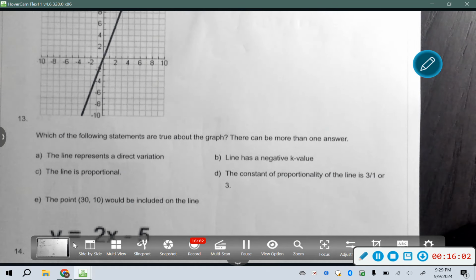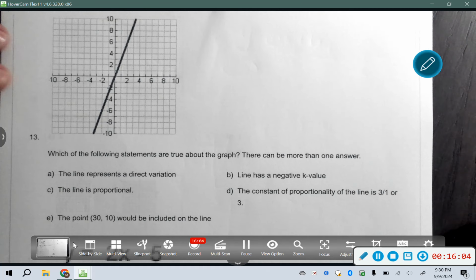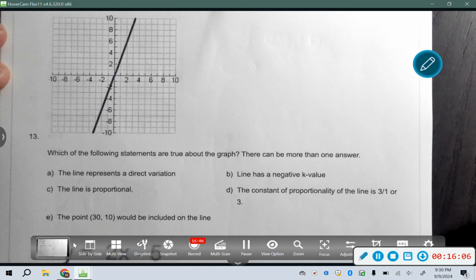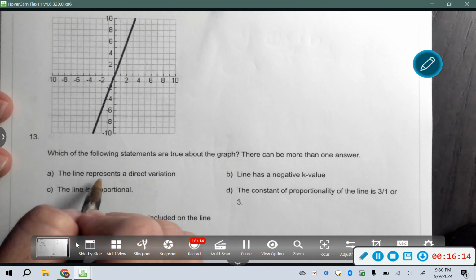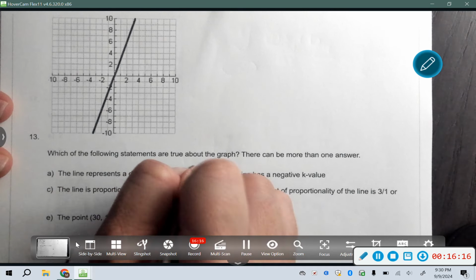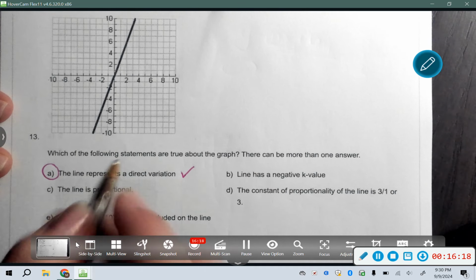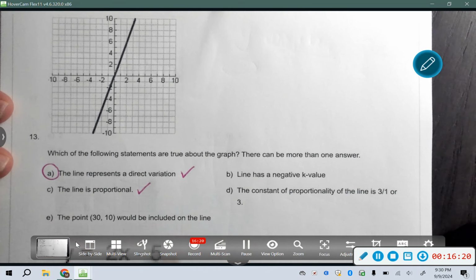Okay, look at number 13. Okay, so it says, which of the following statements are true about the graph? There can be more than one answer. So knowing that, the line represents a direct variation. Yes, it does. The line is proportional. Well, if it has direct variation, then it's also proportional.